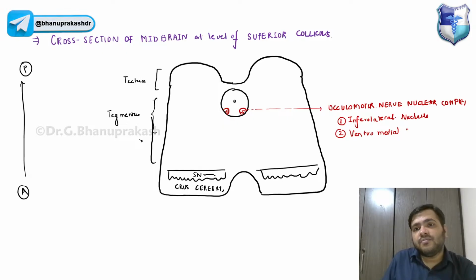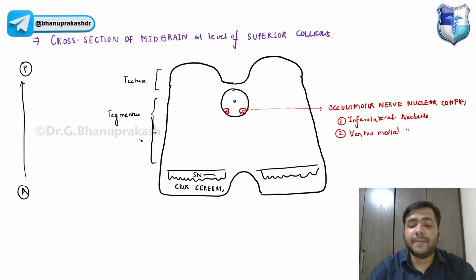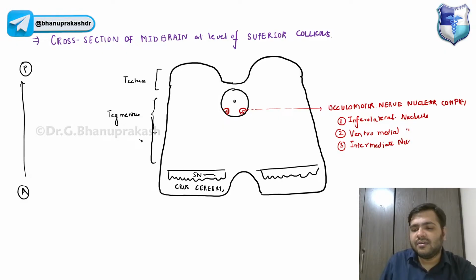Now, when I say ventromedial nucleus, it will supply fibers to the medial rectus muscle, right? So you already know these, the inferior rectus, the medial rectus, they are all the extraocular muscles, right? We also have the intermediate nucleus. So these are all parts of this nuclear complex. This intermediate nucleus will supply the fibers to the inferior oblique muscle.